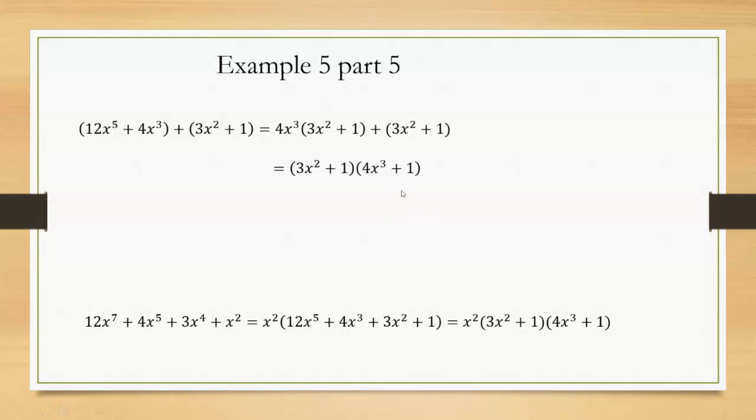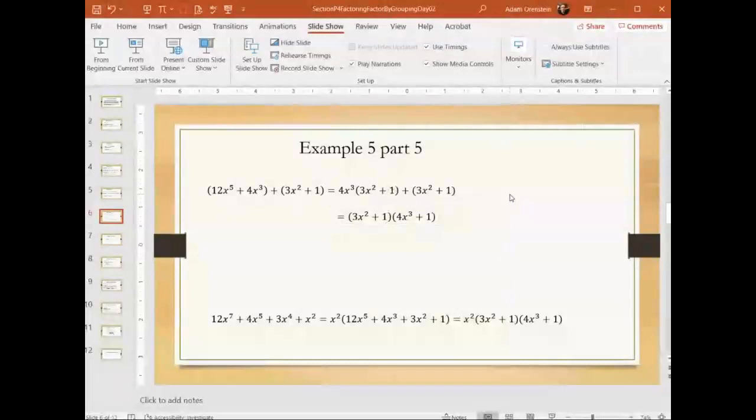So, okay. I mean, yeah, visually, you can probably see that when you pull the 3x squared plus 1 out, what's left over is you have the 4x cubed, and you're pulling the whole thing out. So you have to put a 1 there as a, I don't want to say placeholder, but as something. So I guess in a sense it is a placeholder.